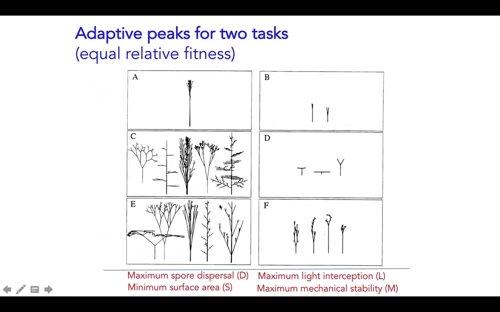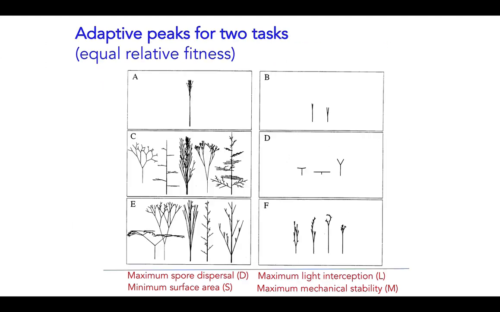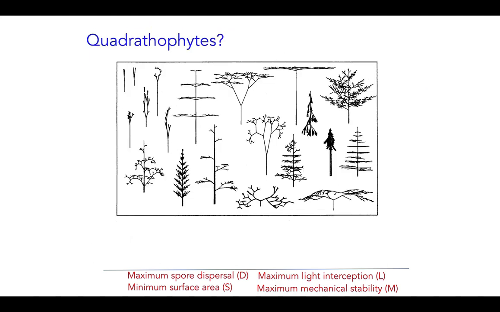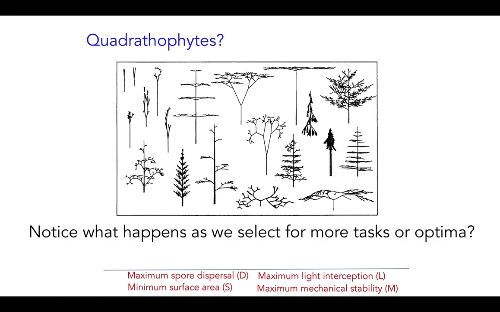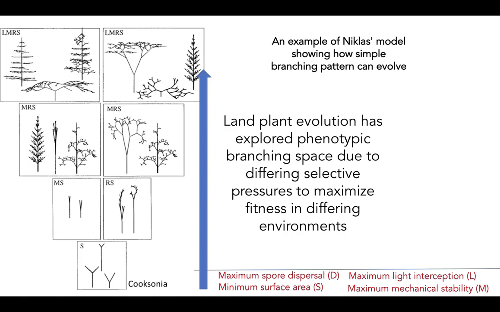So we've gone through selection for adaptive peaks for one task, adaptive peaks for two tasks, adaptive peaks for three tasks, and adaptive peaks for four tasks. So notice what happens as we select for more tasks and optima. We have highly variable morphologies.